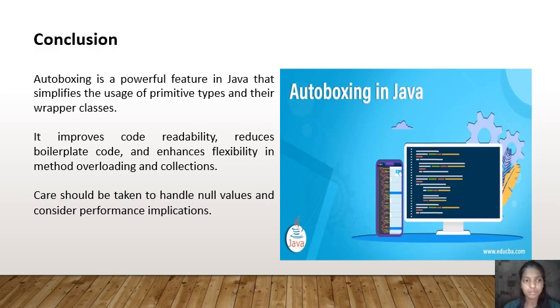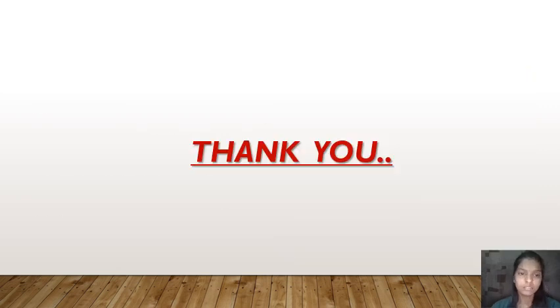Next is the conclusion. Autoboxing is a powerful feature in Java that simplifies the usage of primitive types and their wrapper classes. It improves code readability, reduces boilerplate code, and enhances flexibility in method overloading and collections. Care should be taken to handle null values and consider the performance implications. This is the final conclusion about autoboxing in Java, and thank you.